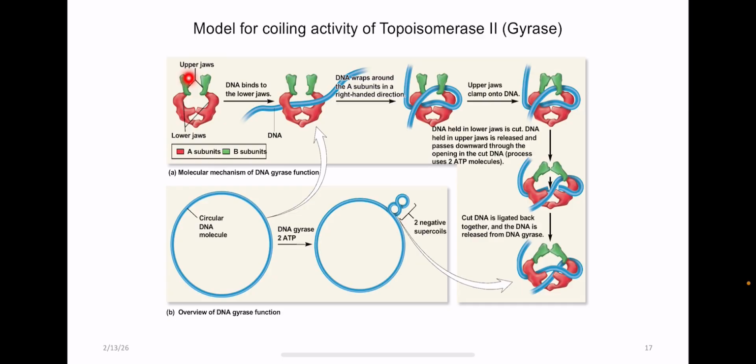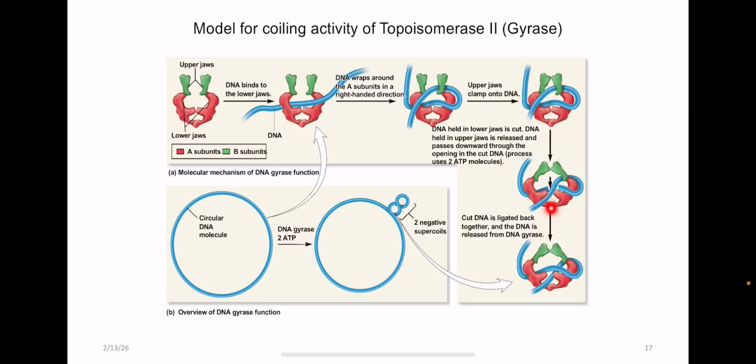Okay, so this is the structure of topoisomerase 2, the gyrase. It has two jaws, the lower jaw and the upper jaw. The DNA will bind to the lower jaw and loop around it. After wrapping around the lower jaw, the upper jaw will clamp onto it, and the strand in the lower jaw is going to be cut. If the strand in the lower jaw is cut, the strand in the upper jaw will be released so that it can pass through and fall within.